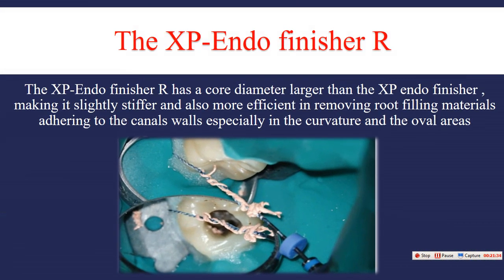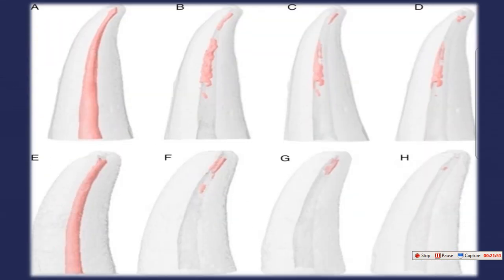Next, the XP Endo Finisher R, for retreatment. Its core diameter is larger than the XP Endo Finisher, so it becomes stiffer and more efficient in removing gutta percha or root canal filling material effectively, especially in curved and oval canals. As seen in this picture, when you compare it with the standard NiTi, it removes as much gutta percha as possible and leaves a clean canal.